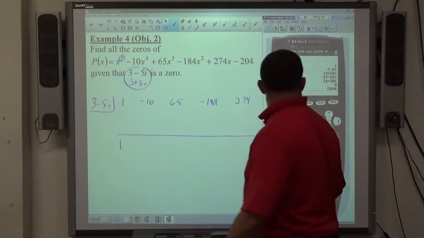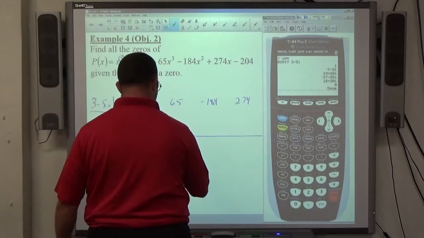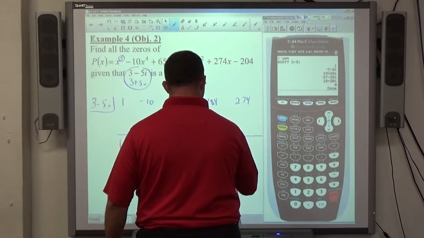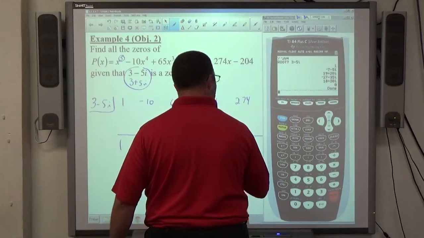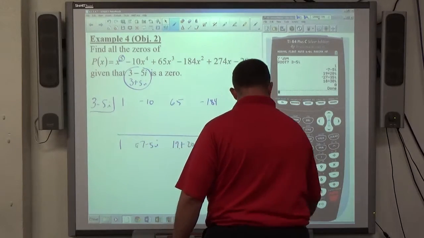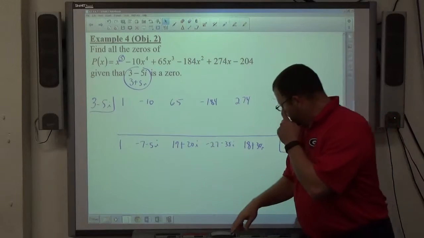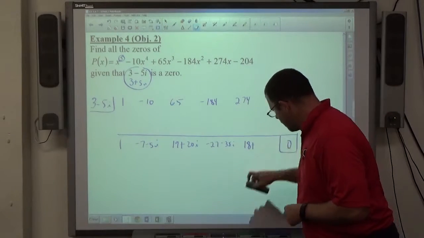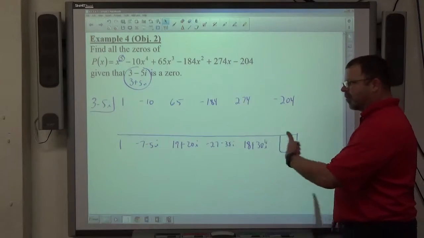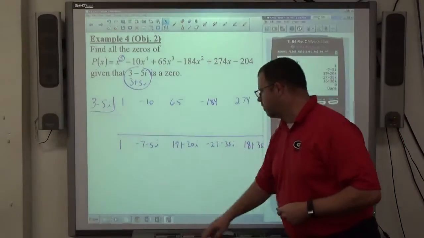The remaining ones are negative 7 minus 5i, 19 plus 20i, negative 27 minus 35i, and 18 plus 30i. And 0. Okay? My calculator's covering up the 30i a little. Alright, so again, leaving myself space. We got a bunch of imaginary complex answers here, right? But again, those are the new coefficients of my new polynomial.